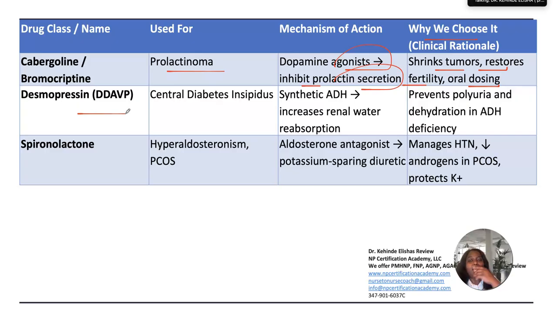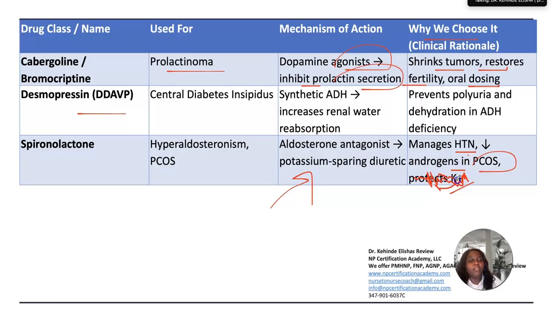What about spironolactone? Hyperaldosteronism, PCOS. Okay, what is the mechanism of spironolactone? Aldosterone antagonist, see? Aldosterone antagonist, and therefore a potassium-sparing diuretic. Does it make sense now? Aldosterone antagonist, so it's a potassium-sparing diuretic. So why are we choosing it? Because it's going to help manage hypertension, it's going to decrease androgens in PCOS, and it's going to protect K+, which is going to be pretty much, it's not really protect K+. That would be a wrong use of word, really.